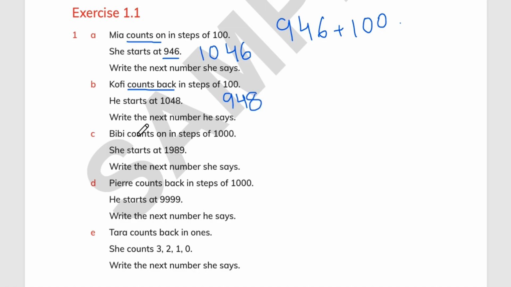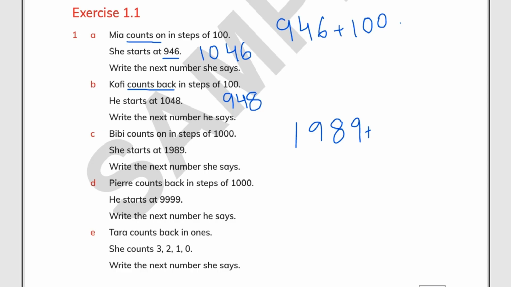C part: Bibi counts on in steps of 1000. She starts at 1989. Write the next number she says. So in 1989 we will add 1000. So the answer will be 2989. This will be the answer.